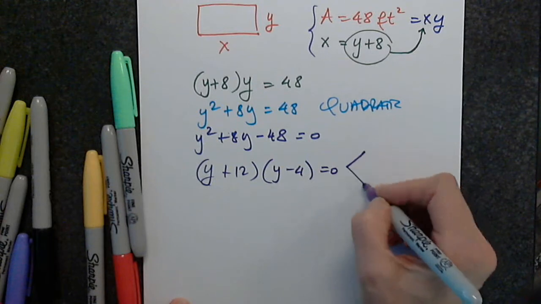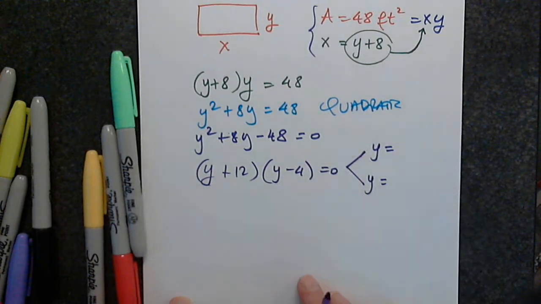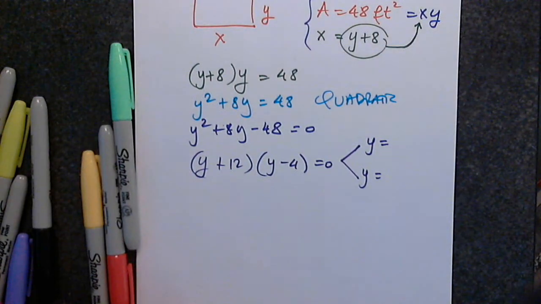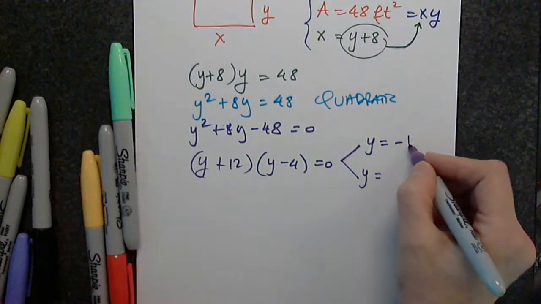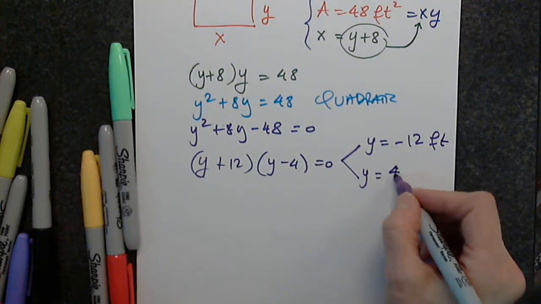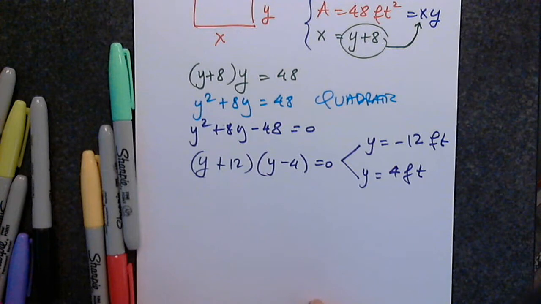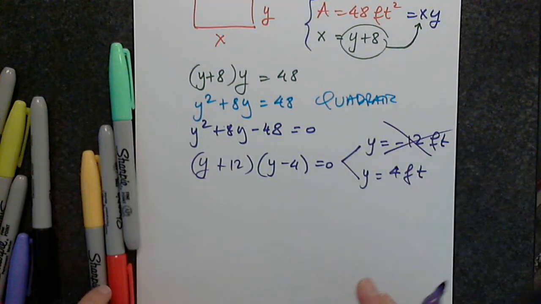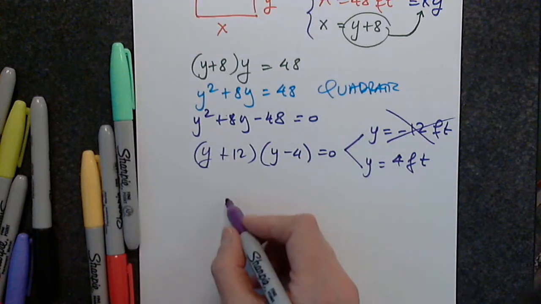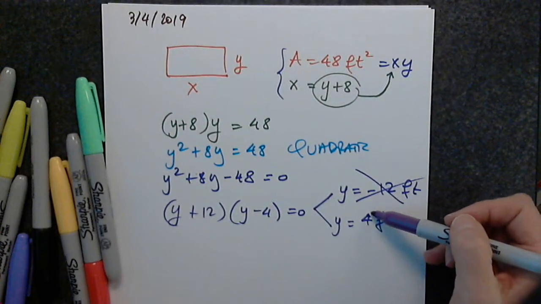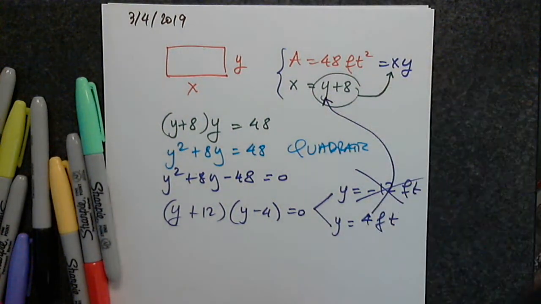Very good. So then we have 2 options. All I want you to work on any method. Negative 12 feet and 4 feet. Which one is not acceptable in our context? Excellent. Awesome. So then if y equals 4, please plug it in here and give us the length.